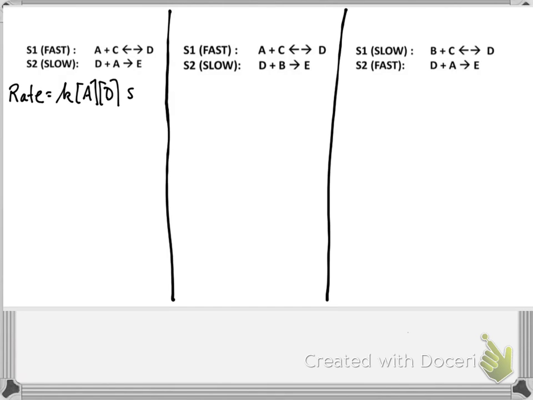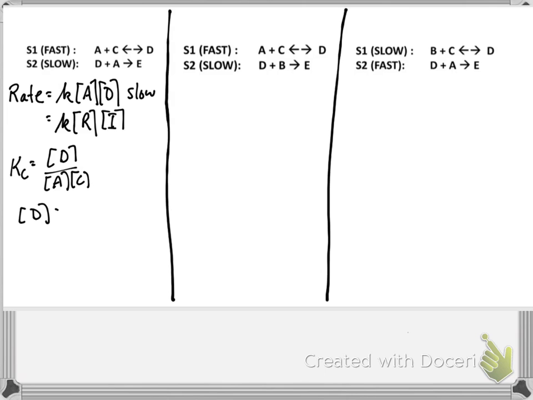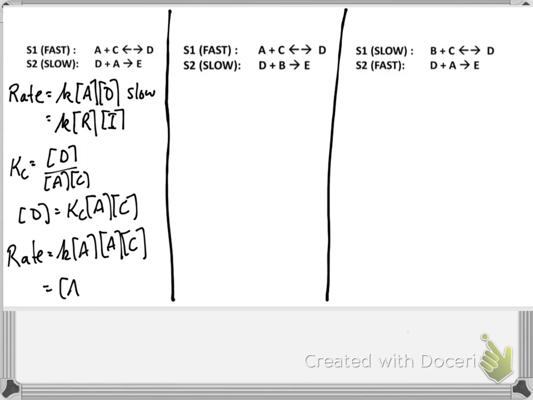So the first thing we're going to do is write the rate law for the slow step. So it's D times A. We look at the role each plays, and D is an intermediate because it is made first and then consumed. Because it's an intermediate, it is not an acceptable rate law. So we determine Kc from step 1, solve for the intermediate so that we can substitute it into our preliminary rate law. And if we do that, we see we have 2 A's and 1 C, which gives us A squared times C, or second order in A.